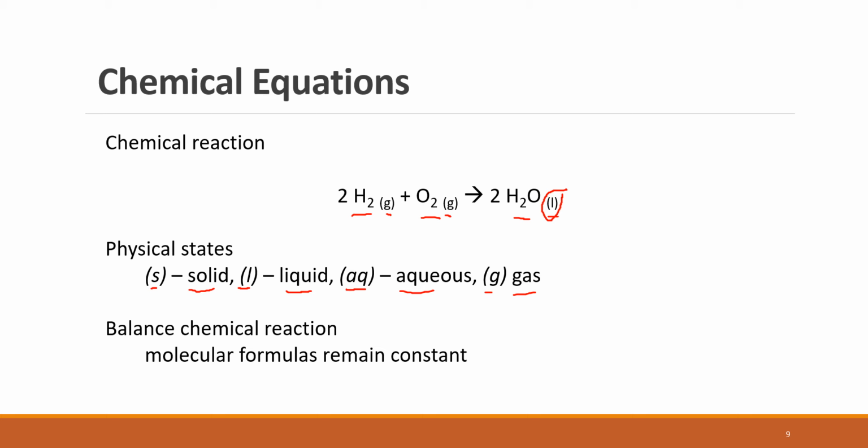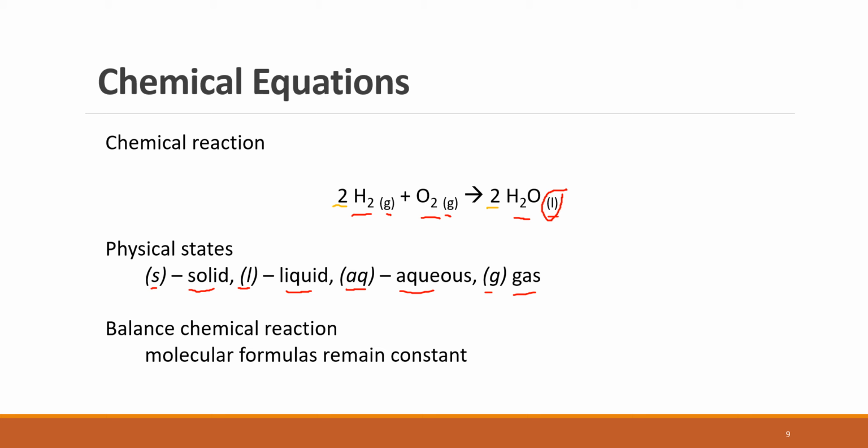Now you'll also notice that there are numbers in front of some of the elements or compounds. These numbers we'll refer to as coefficients. So why are those numbers there? Those numbers are there because whenever we're doing a chemical reaction or representing a chemical equation, we want to make sure that equation is balanced. So what does balanced mean?